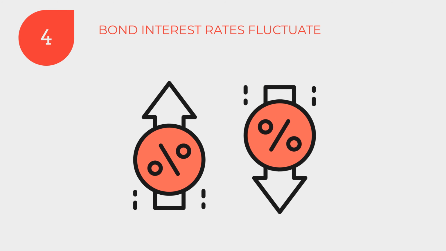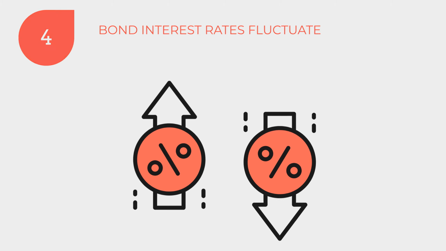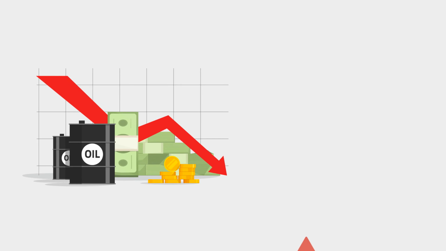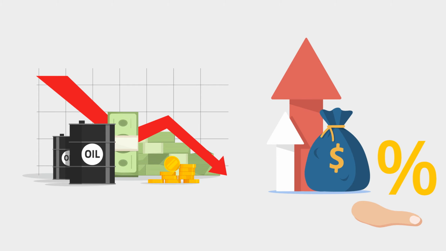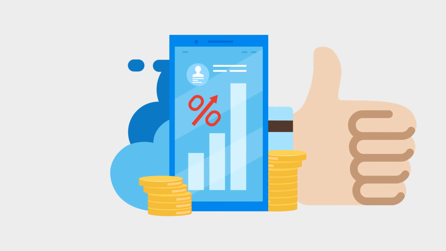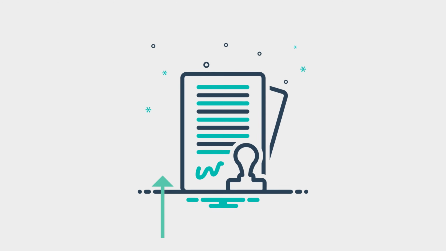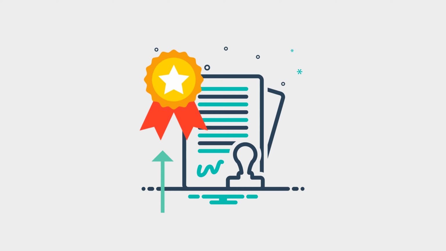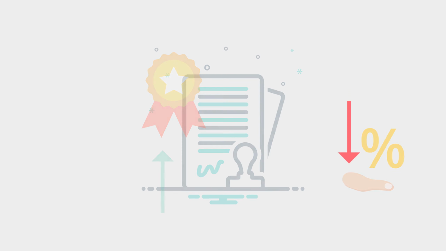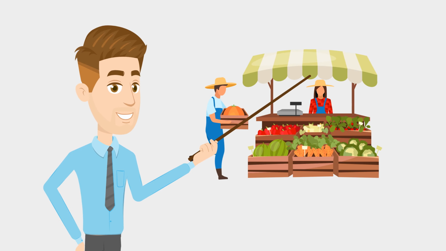Number 4. Bond interest rates fluctuate. While stock prices decline, bond rates rise along with interest rates. This facilitates the sale of new bonds with higher interest rates. On the other hand, if the Fed reduces interest rates, older bonds with higher interest rates might gain greater popularity than newer bonds with lower interest rates. It gives them a second chance in the secondary market.